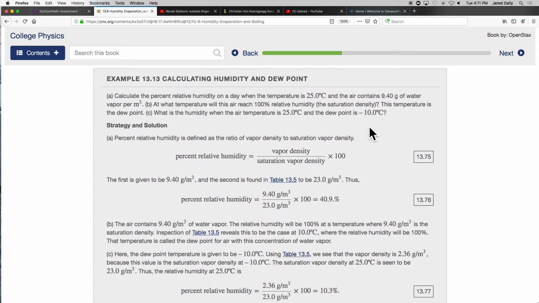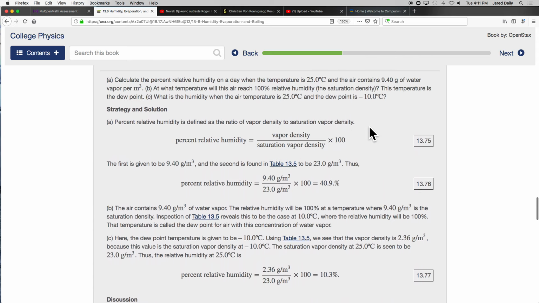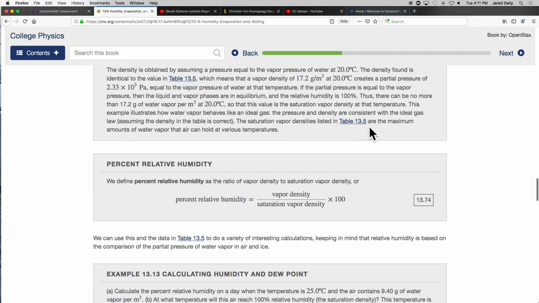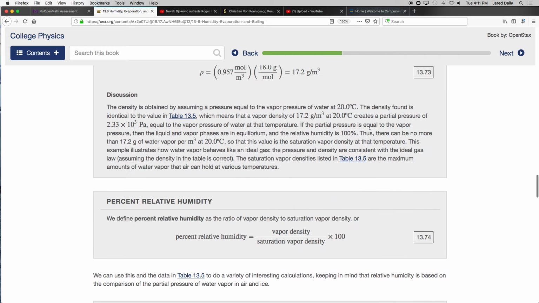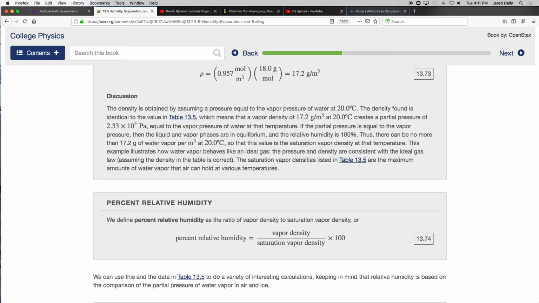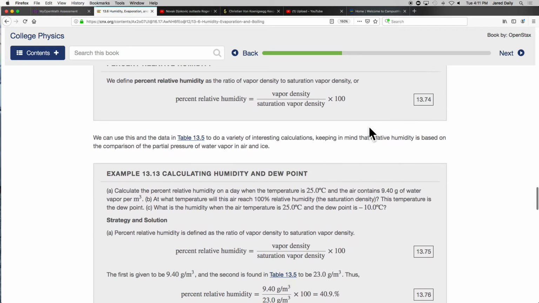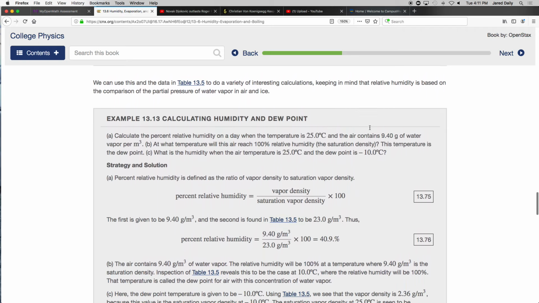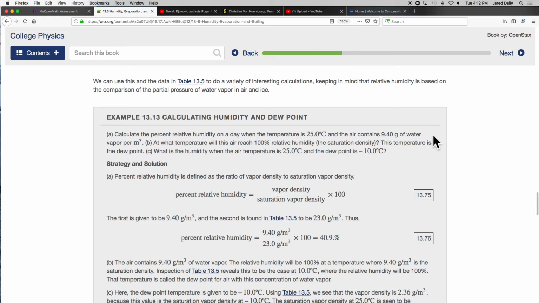Dew point. Let's see, do they talk about what the dew point is here? Okay, so here they do talk about a dew point.